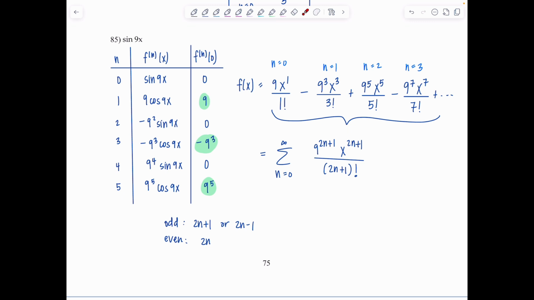One more thing I need to do, I need to make it alternate, and the first term is positive, so we're just going to have negative 1 to the n, and we're done. Bada bing, bada boom. Nice, right?